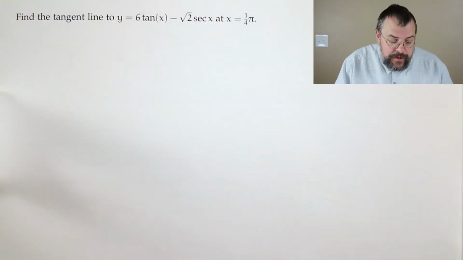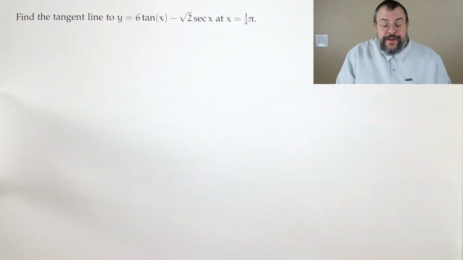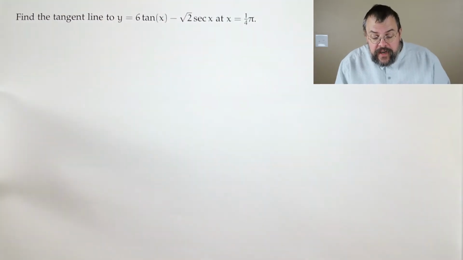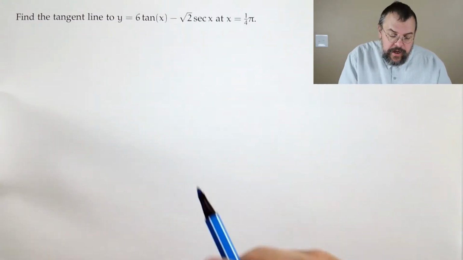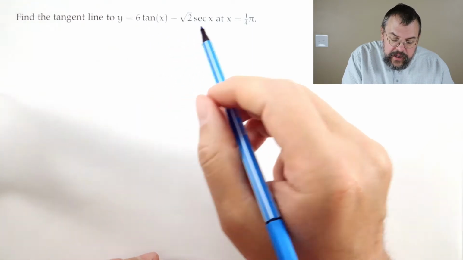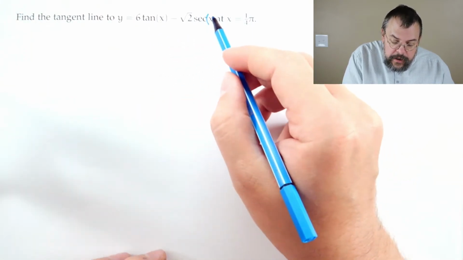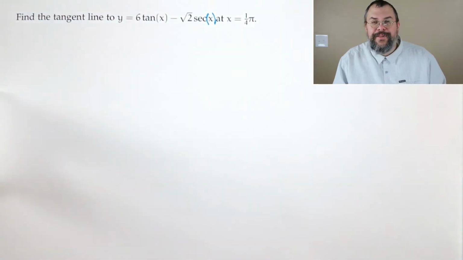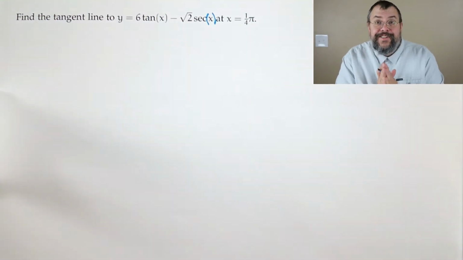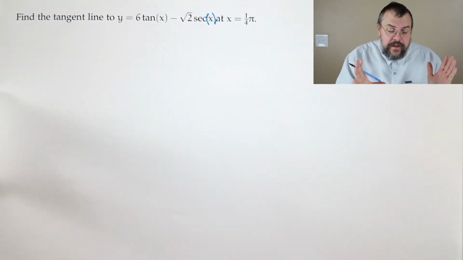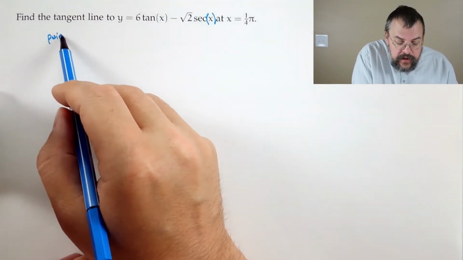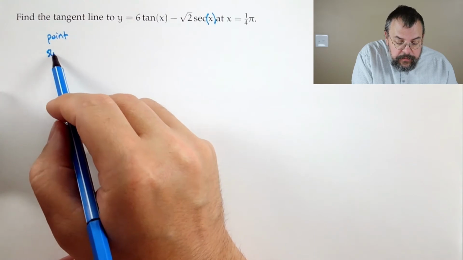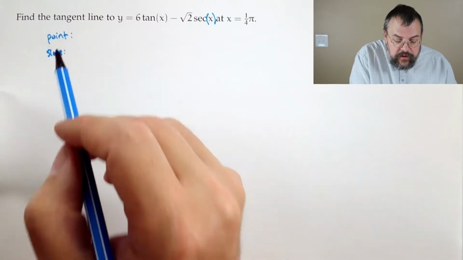Our first problem: find the tangent line to y equals 6 tangent of x minus root 2 secant of x at x equals 1/4 pi. Of course, I don't know why they chose to put parentheses around that x, not that x. Well, we're equal opportunity parenthesis users, so we'll put a parenthesis there. All right, so tangent line. We know we need to get a point and we need to get a slope. So this shouldn't be so bad.